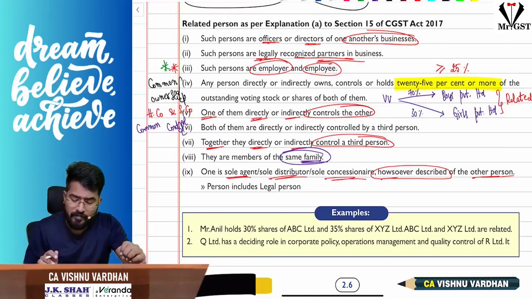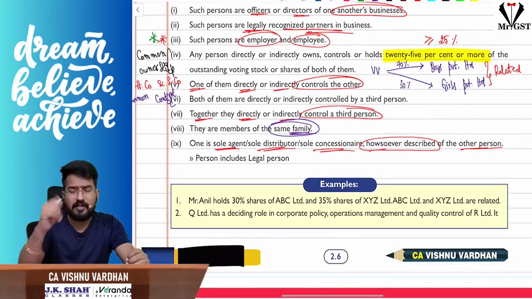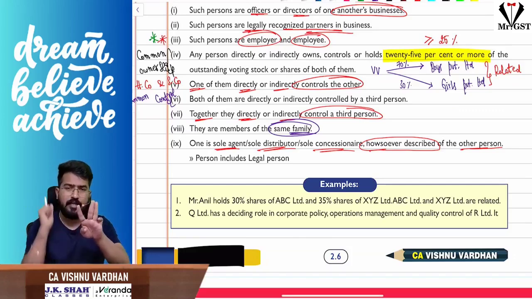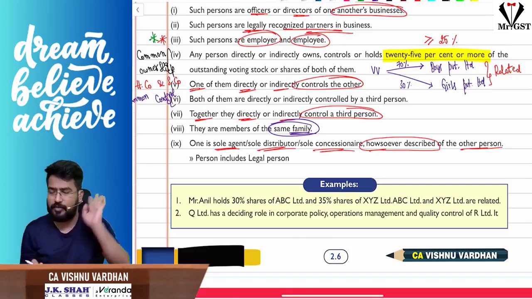Okay, remember that. Next, together they are directly, indirectly controlling a third person. That means these 2 people are controlling this fellow. Then these 2 people are called related. These 2 people become related. Hope it is clear for you.